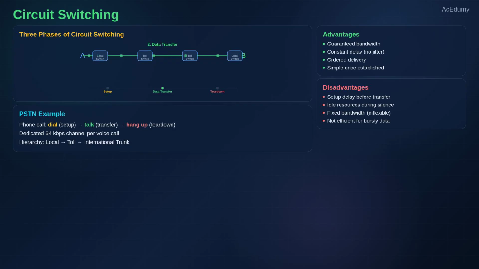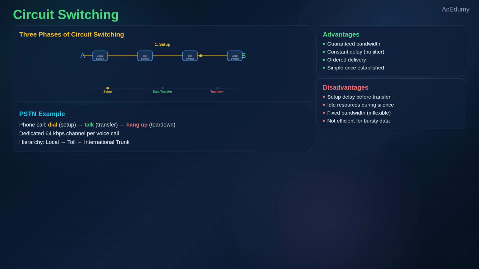In circuit switching, a dedicated physical path is established between the sender and receiver before communication begins. This path, called a circuit, remains exclusively reserved for the entire duration of the call or session. The process has three phases. First, circuit establishment. The network finds and reserves a complete path from source to destination. Second, data transfer. Information flows continuously along the reserved path. Third, circuit disconnect. When the session ends, all resources along the path are released.